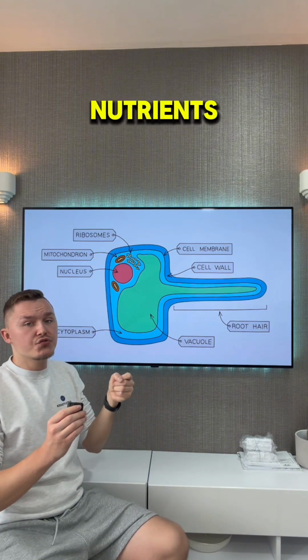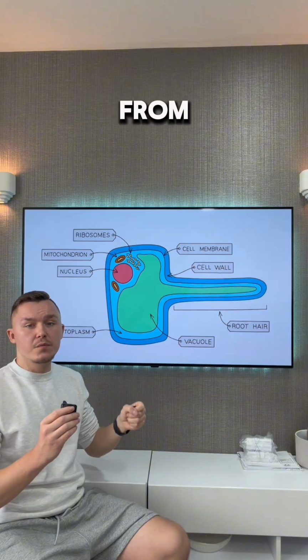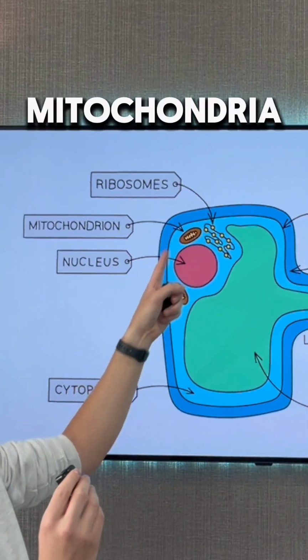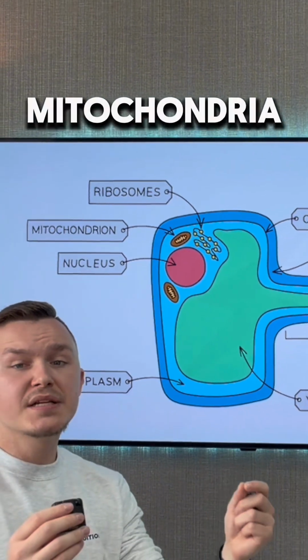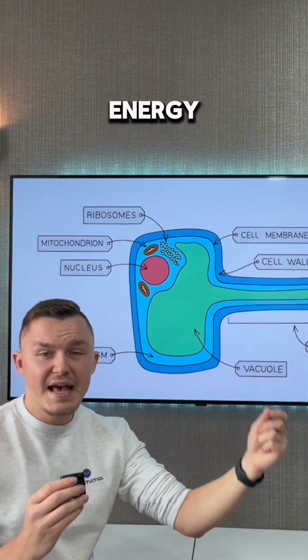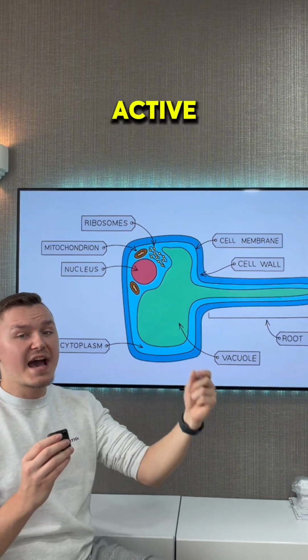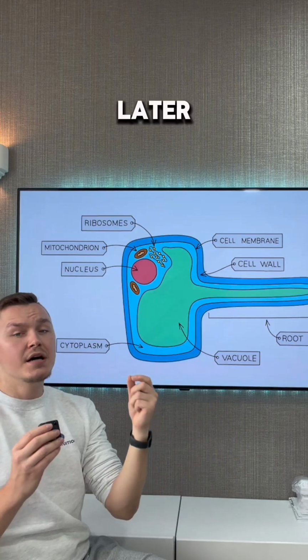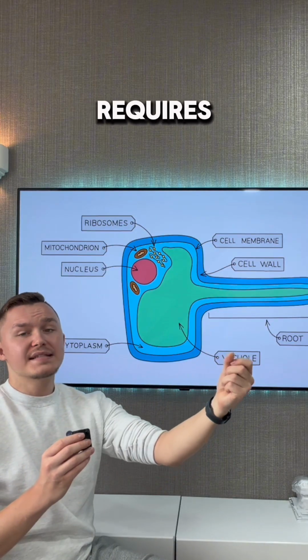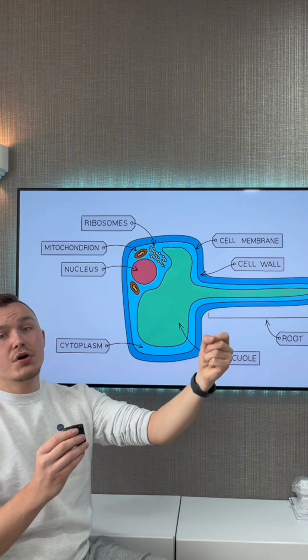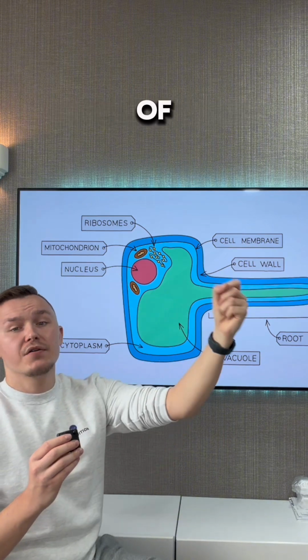This over here is a root hair cell found in plants, and its role is to maximize the absorption of nutrients and water and mineral ions from the soil. Once again, we can see that there are mitochondria present. Wherever there's mitochondria, there's a release of energy, and this energy is necessary for active transport, which we'll talk about later. But active transport requires energy to move things from an area of low concentration to an area of high concentration.